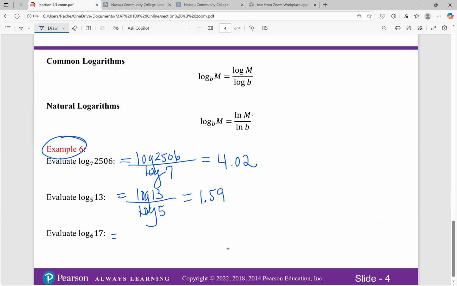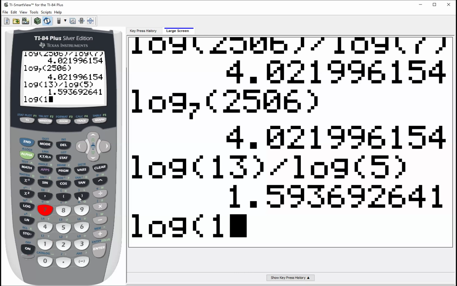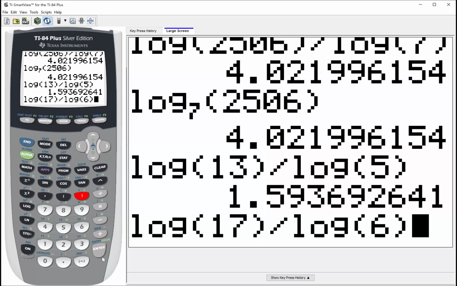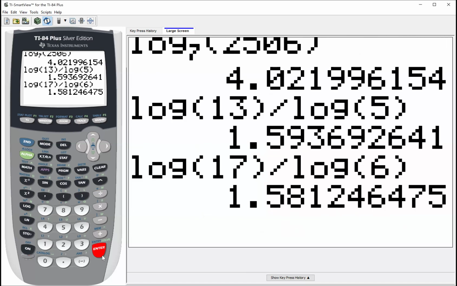We'll do one more. Log base 6 of 17. So that's going to be the log of 17 divided by the log of 6. So we have the log of 17 divided by the log of 6. And we get 1.58.